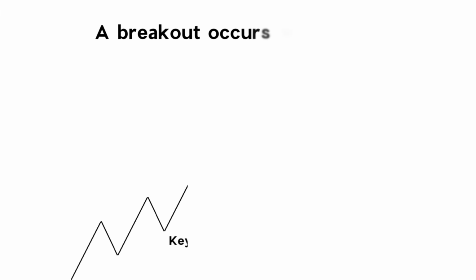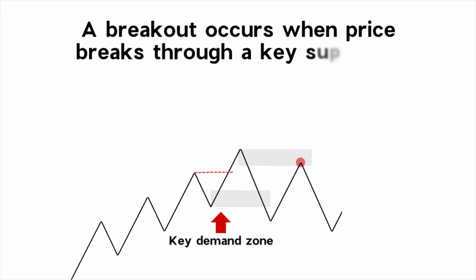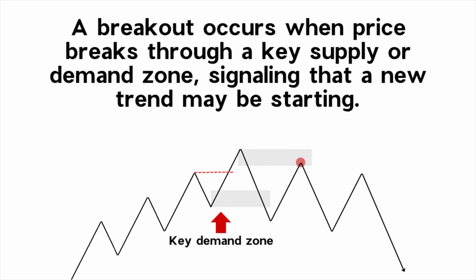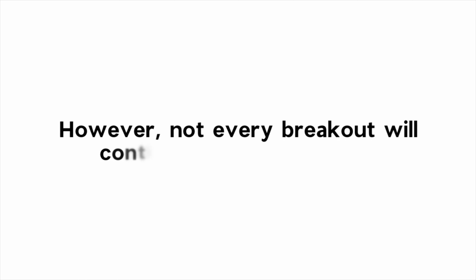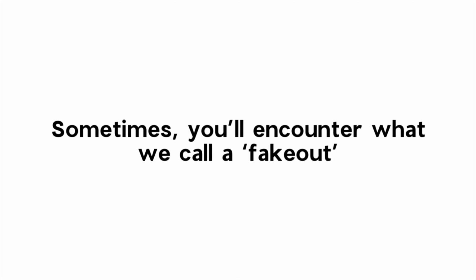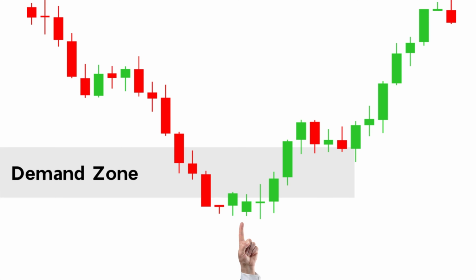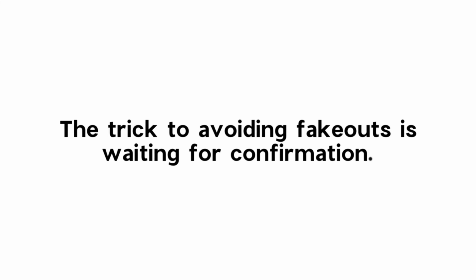A breakout occurs when price breaks through a key supply or demand zone, signaling that a new trend may be starting. However, not every breakout will continue in that direction. Sometimes you'll encounter what we call a fake out, where price breaks a zone but quickly reverses, trapping traders. The trick to avoiding fake outs is waiting for confirmation.